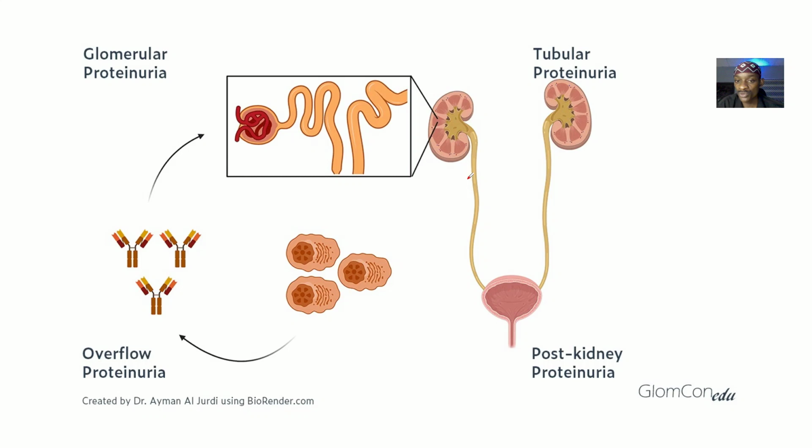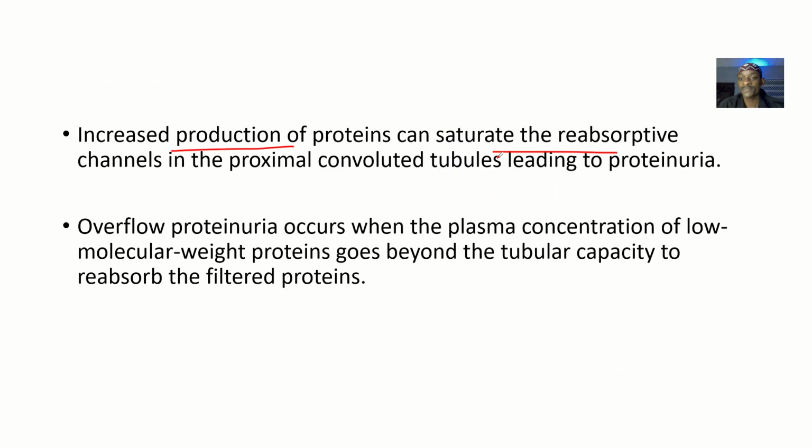The renal tubules are meant to reabsorb some low molecular weight proteins that are filtered. But if the low molecular weight proteins are too much, they overwhelm the tubules. So some of the proteins overflow down into the urine. That's overflow proteinuria.